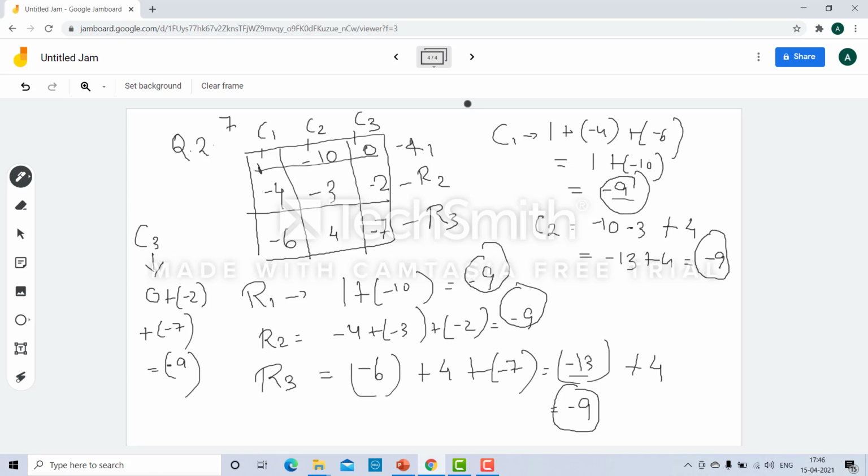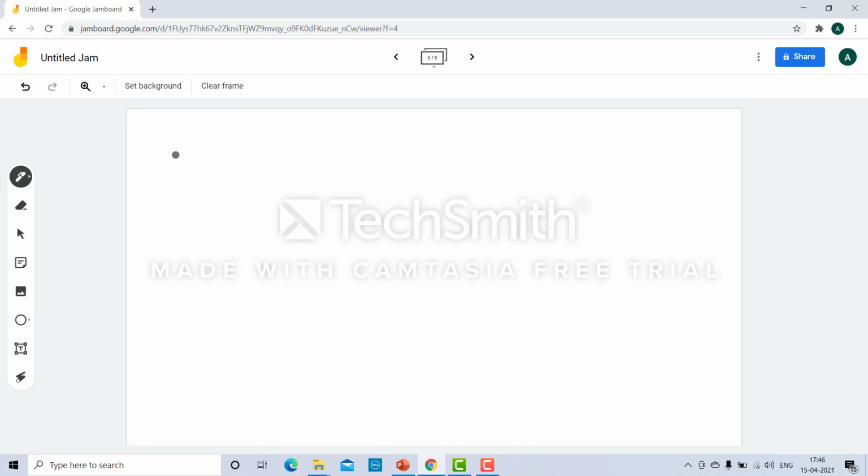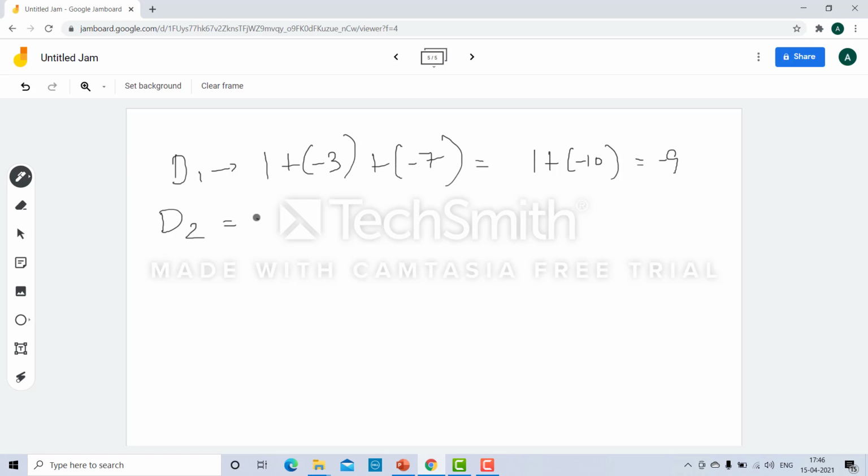Now we are left with the diagonals, children. Let us see the numbers in the first diagonal. In the first diagonal, we have the numbers 1 plus -3 plus -7. So again we are getting 1 plus -10, it will be -9. Now let us check our diagonal number 2. Diagonal number 2 has the values -6 plus -3 plus 0. It is again -9.